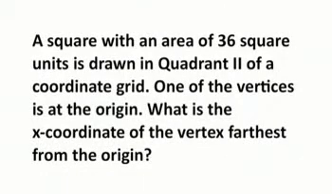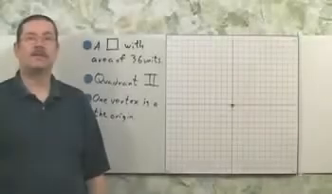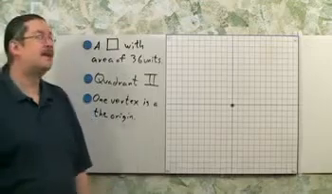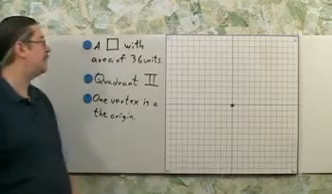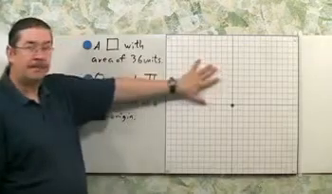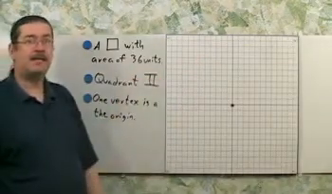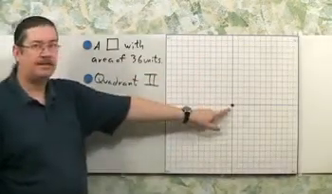A square with an area of 36 square units is drawn in quadrant 2 of a coordinate grid. One of the vertices is at the origin. What is the x-coordinate of the vertex farthest from the origin? The first step is to actually draw the square. It needs to have an area of 36 units. It's located in quadrant 2, and a vertex is located at the origin, right there.